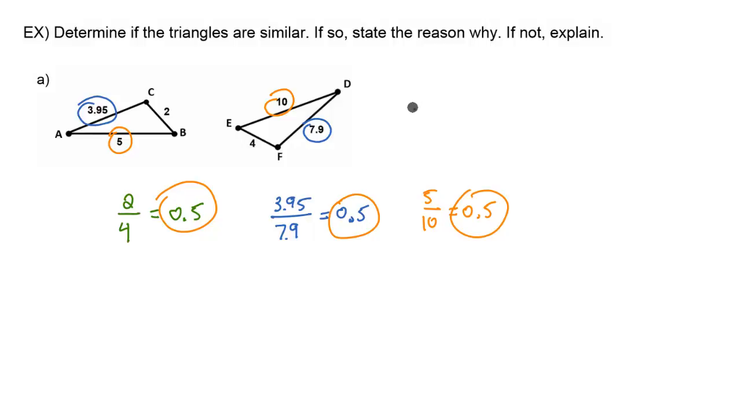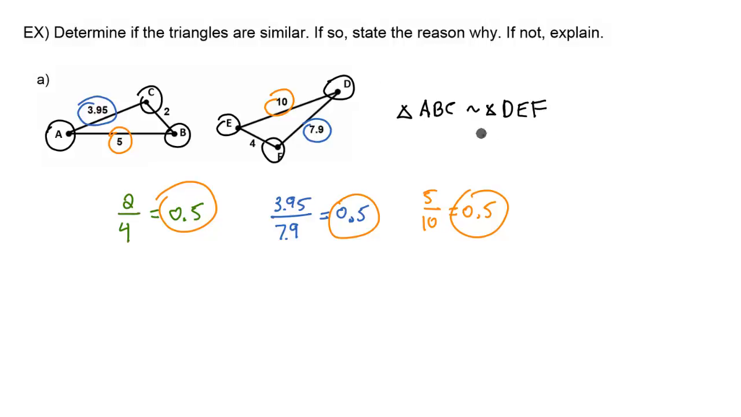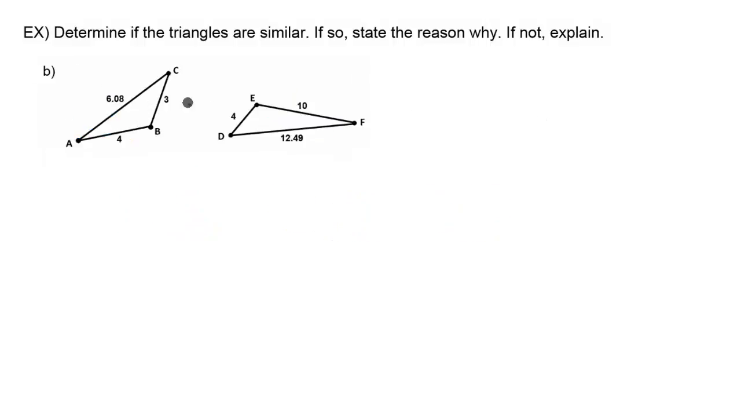The similarity statement that we could write is triangle ABC is similar to, now you have to match up all the corresponding points. So A will match up with D. So then I do triangle D, and then B matches up with E, so that goes to E there. And then the last one is C and F, so this last one is going to be F. So that would be my similarity statement.